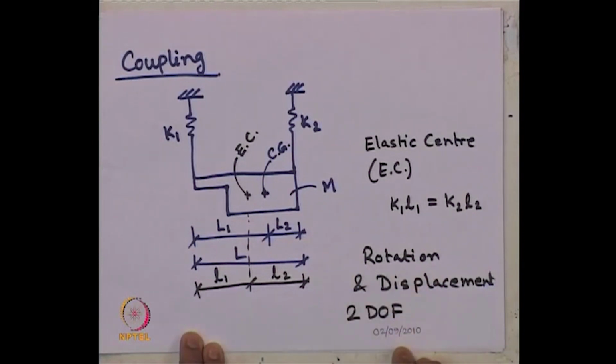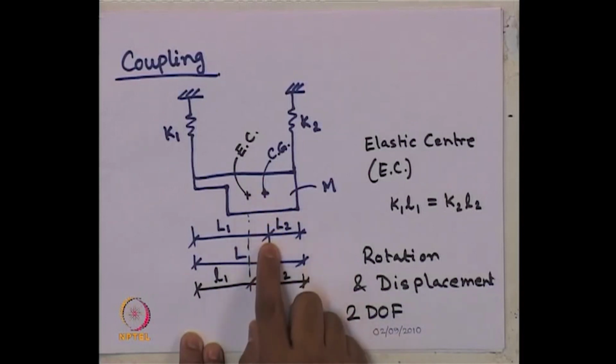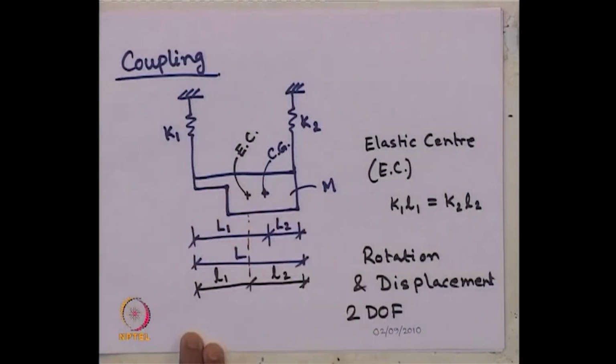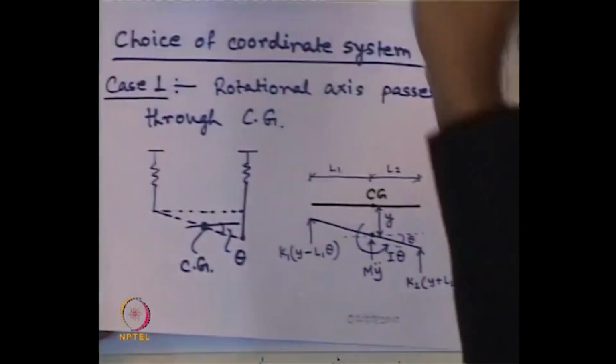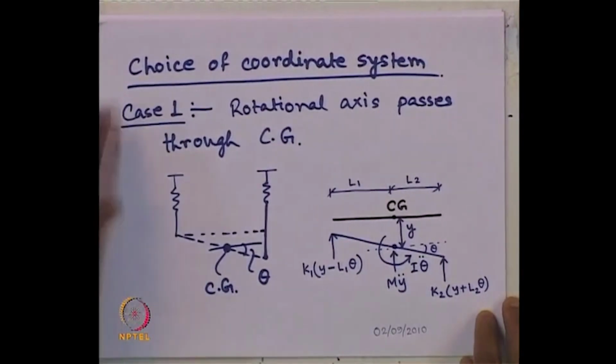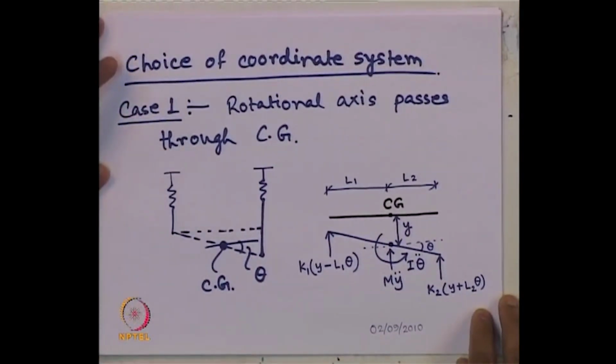And what are the degrees of freedom we had considered for this beam? Both vertical displacement and rotational displacement. And then we said that let us see what happens if we choose a different coordinate system for the rotation.